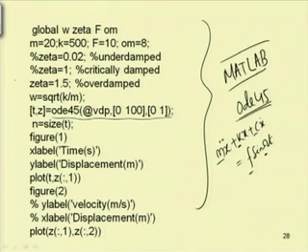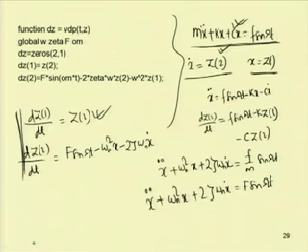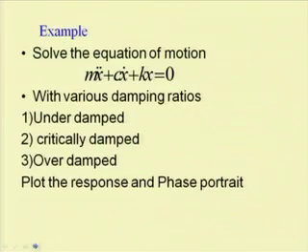Here, three cases have been solved. The first case takes m equal to 20, k equal to 500, f equal to 10 and omega equal to 8. The response has been found for the underdamped case by taking zeta equal to 0.02, the critically damped case zeta equal to 1, and zeta equal to 1.5 for the overdamped case. The response curves have been plotted both in phase portrait and time response.